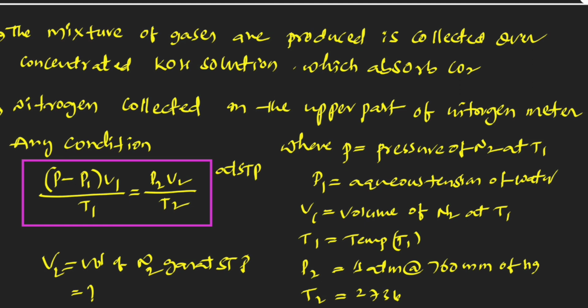So what is the equation for any condition? (P minus P1) into V1 divided by T1 equals P2 V2 divided by T2. Here P is the pressure of N2 at T1, P1 is the aqueous tension of water, V1 is the volume of N2 at T1, and T1 is the temperature. P2 is 1 atm or 760 mm of Hg, T2 is 273, and V2 is the volume of nitrogen gas at STP. So we can use the V2 term.